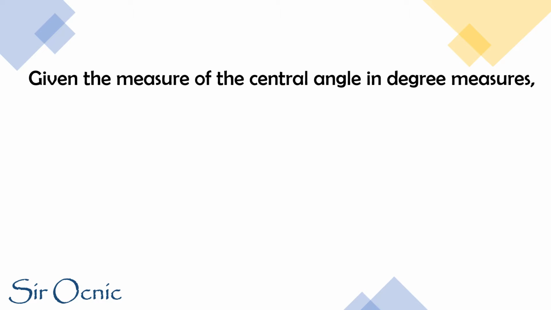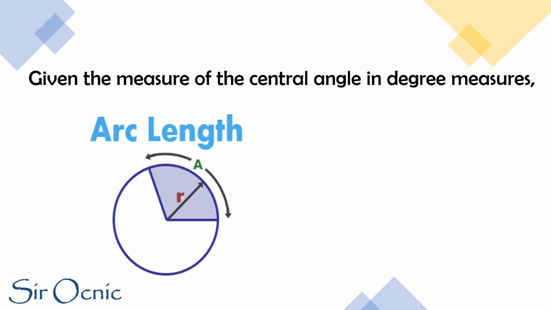Given the measure of the central angle in degree measures, the measure of the arc length is given by the formula 2πrθ over 360, wherein r is the radius and θ is the measure of the central angle.